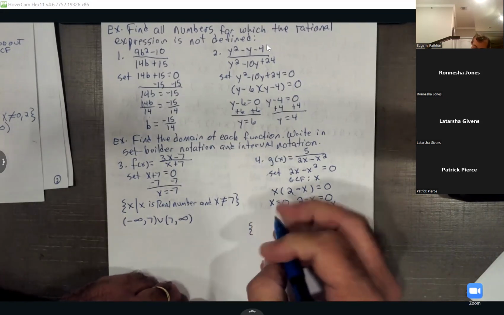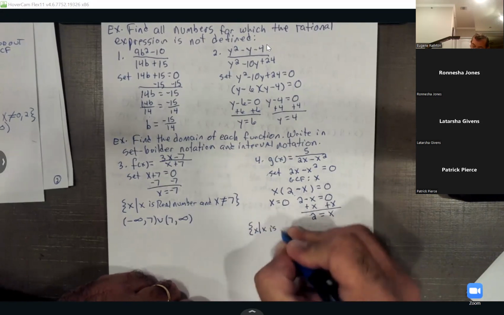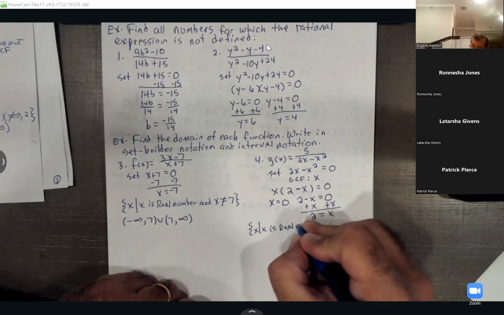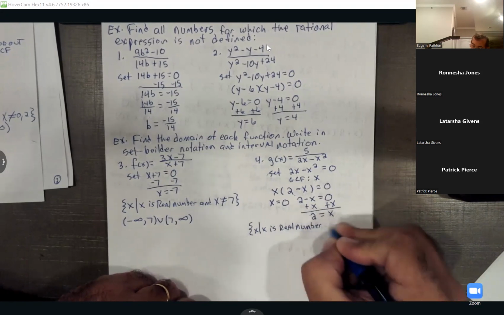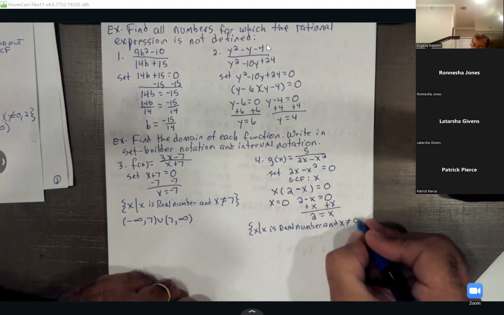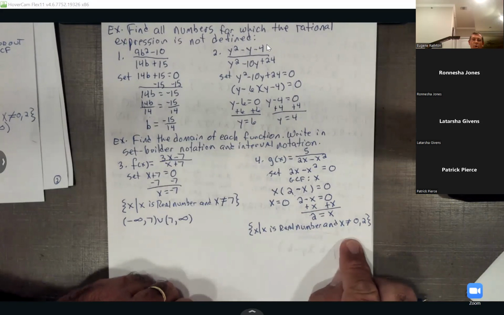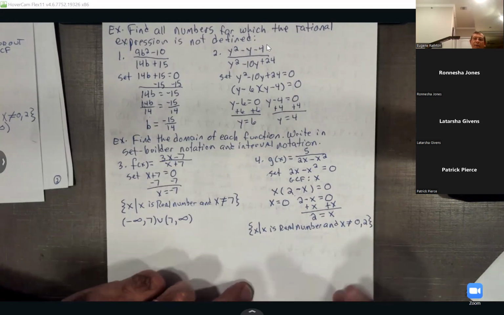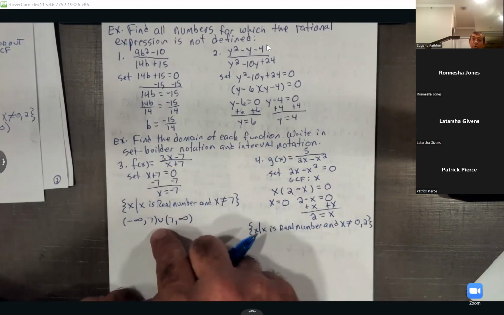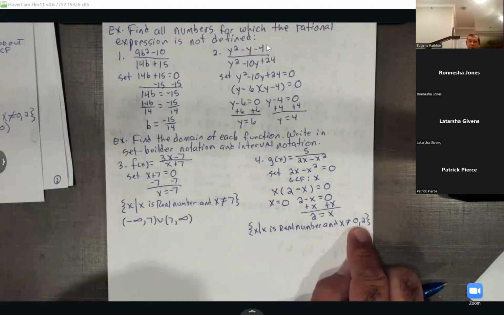So set builder notation, X such that X is a real number, and X cannot equal 0, 2. Now always put mine in order, because you need them in order when you do the interval notation for sure. So it's a good idea to put these ones in order also.